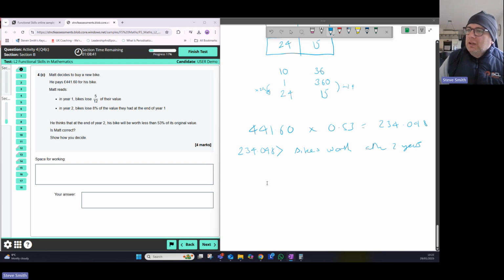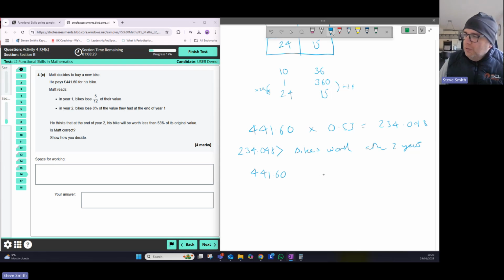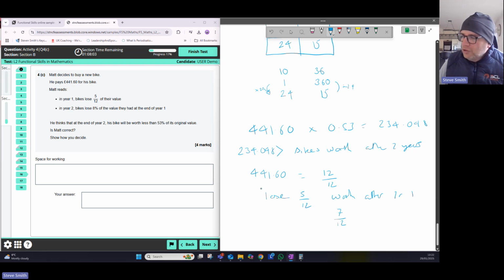In the first year, it loses 5/12 of its value. The bike is £441.60. If we go 12/12, that's how much it's worth now. It's going to lose 5/12, so it's still worth 12 take away 5. So it's worth, after year 1, 7/12, because it's going to lose that amount. So it's only going to retain 7/12 of its value.